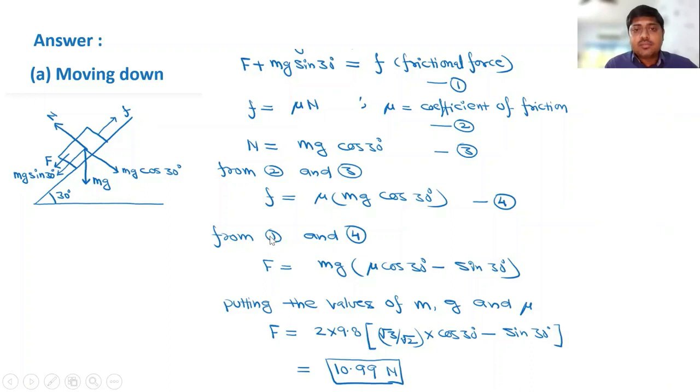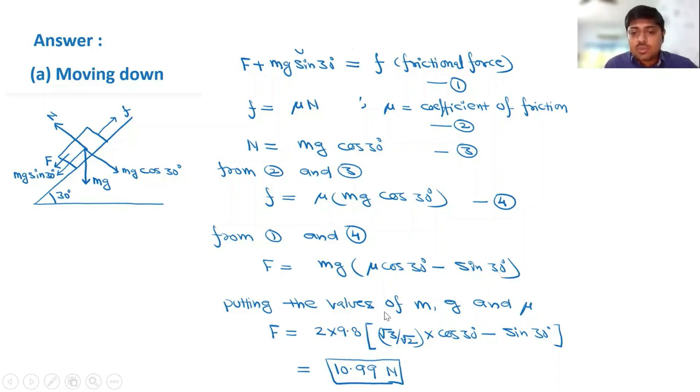From 1, which is this one, and this 4, we can write the force, this is the applied force, equal to mg times (mu cos 30 degrees minus sin 30 degrees).